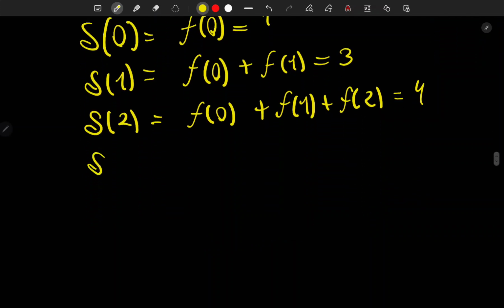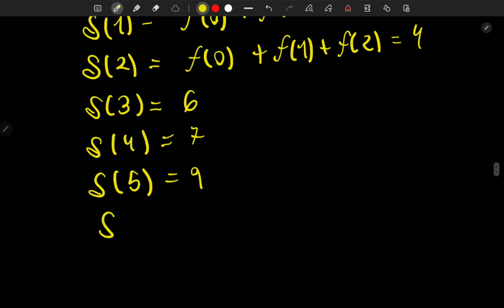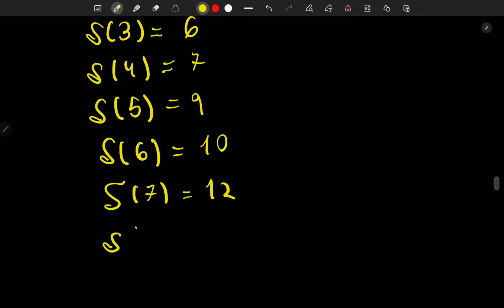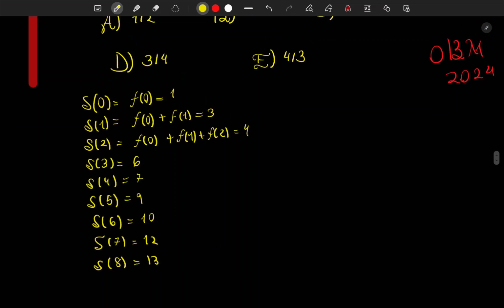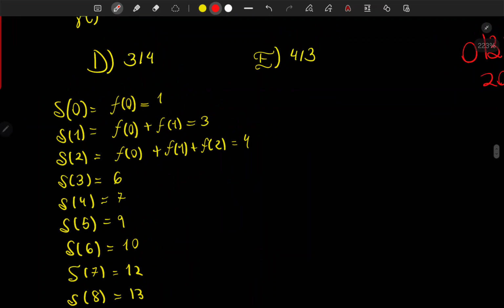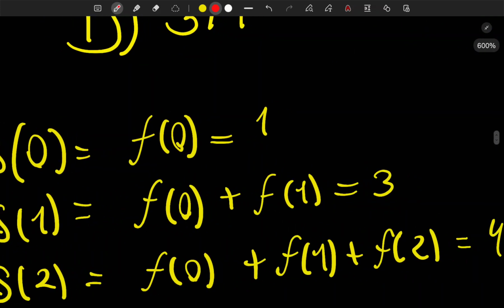Then S of 3 equals 6, S of 4 equals 7, S of 5 equals 9, S of 6 equals 10, S of 7 equals 12, and S of 8 equals 13. We have this pattern here. It's not a clear pattern, but we can write this in some other ways.